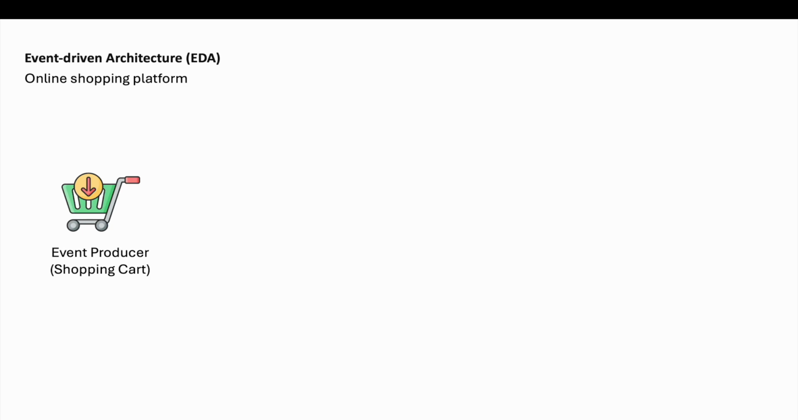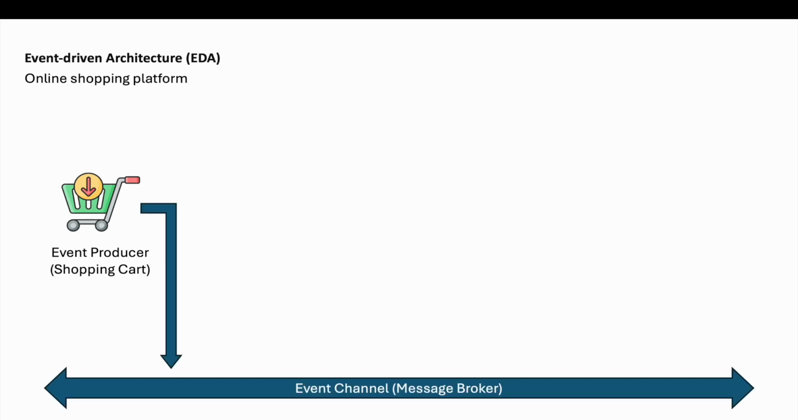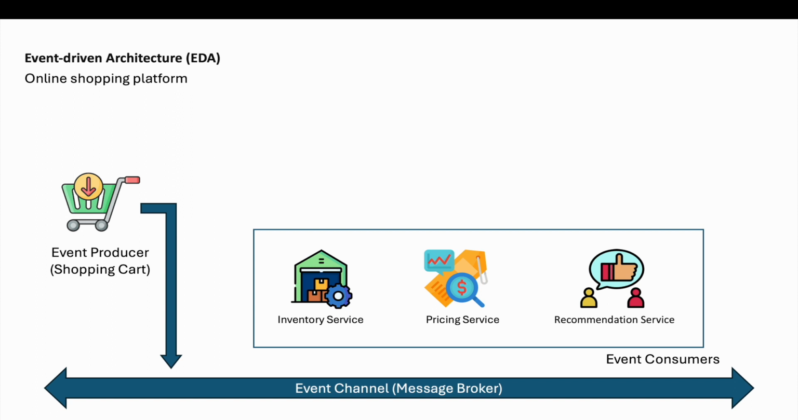Now let's look at an example. Consider an online shopping platform that uses event-driven architecture. For the event producer, we have the shopping cart service, which emits an event when a user adds an item to their cart. Now, the event channel, in this case, the event is published to a message broker. Then we have event consumers. Multiple services listen to the cart update event.